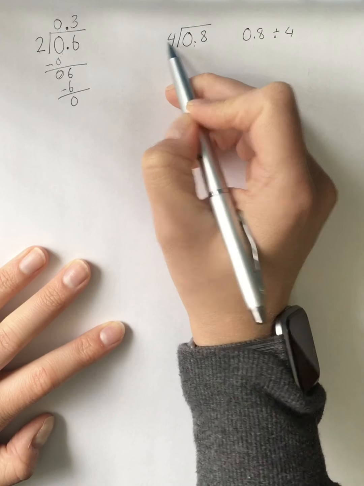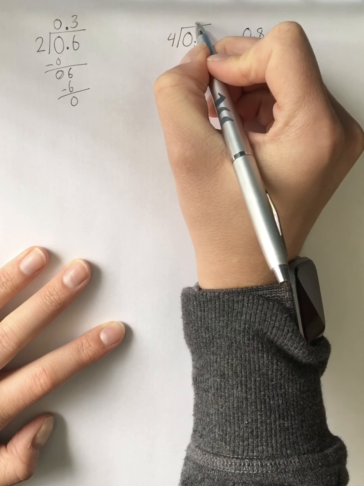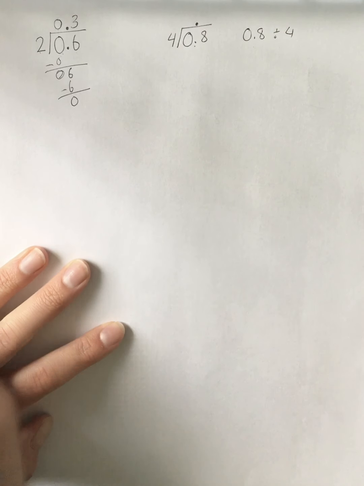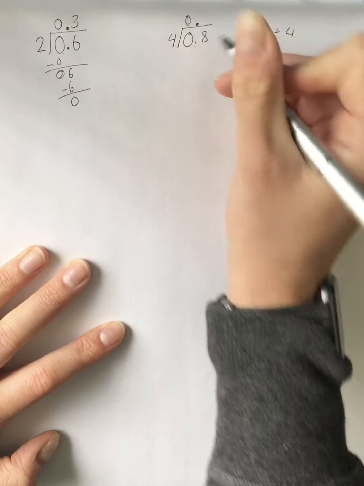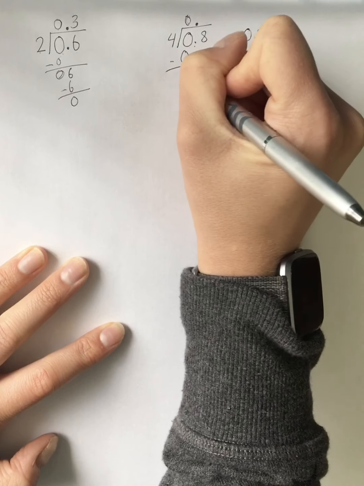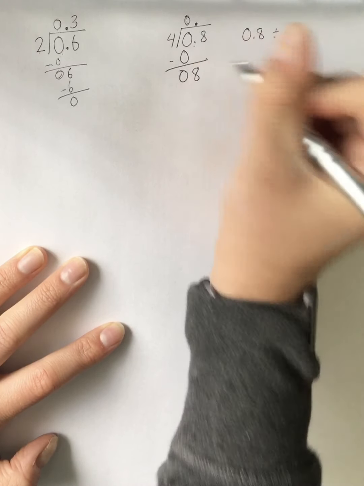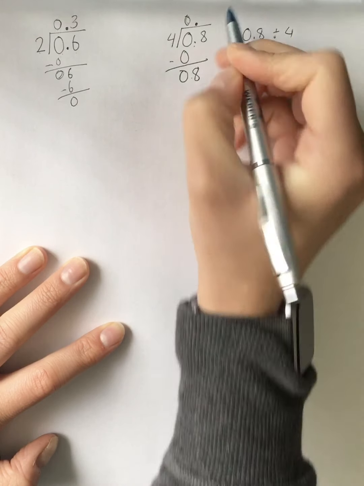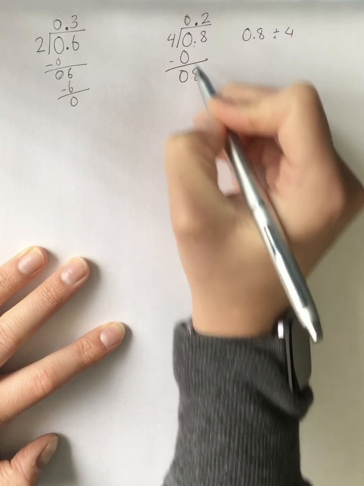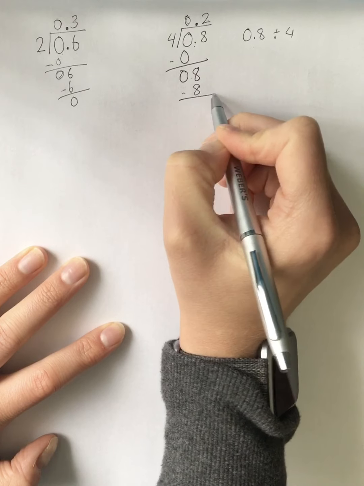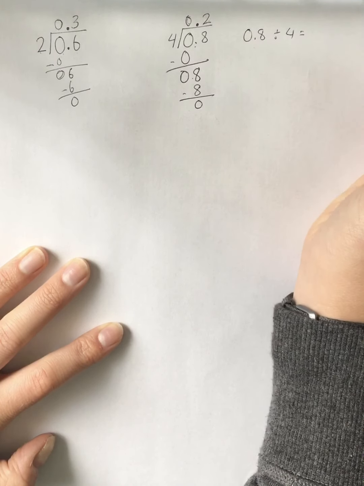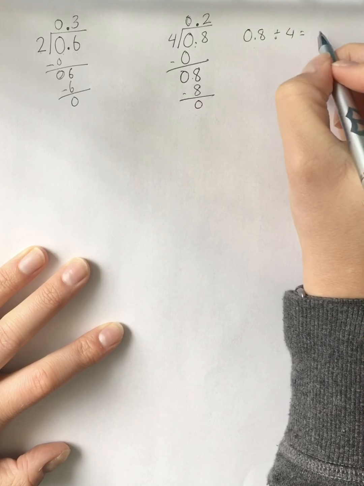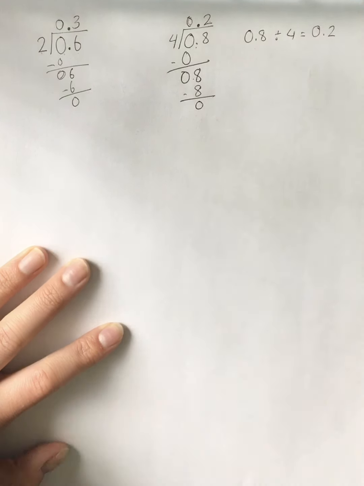Now, 8/10 divided by 4. I'm going to bring my decimal point up. I'm not going to forget to do that first step. And then I can go ahead and solve it. 4 goes into 0, 0 times. 0 times 4 is 0, and we subtract, we get 0. Bring down the 8. 4 goes into 8 2 times. 2 times 4 is 8. When I subtract, I get a remainder of 0. And so my answer, 0.8 or 8/10 divided by 4, gives me 2/10.